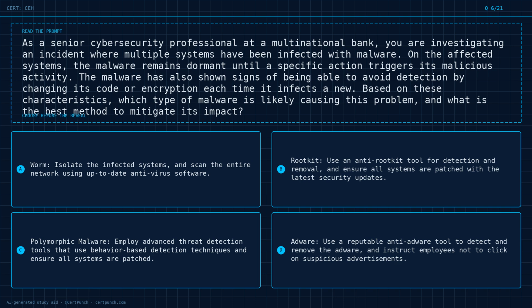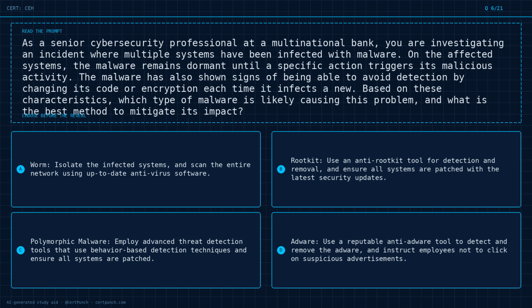Question 6 of 21. As a senior cybersecurity professional at a multinational bank, you are investigating an incident where multiple systems have been infected with malware. On the affected systems, the malware remains dormant until a specific action triggers its malicious activity. The malware has also shown signs of being able to avoid detection by changing its code or encryption each time it infects anew.